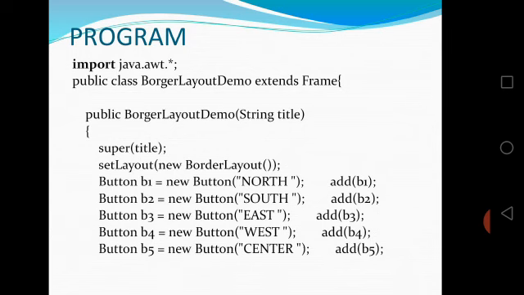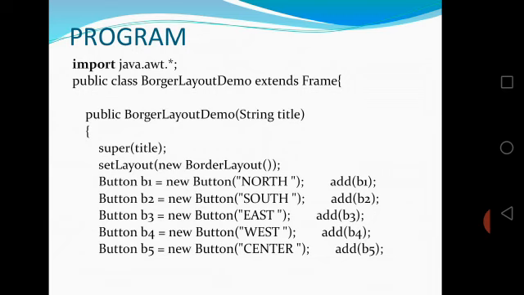So now we can see how the border layout is used. In this border layout we have to add buttons. We are adding 5 buttons: north, south, east, west, center. The button names are B1, B2, B3, B4, B5, and we are setting the layout using the setLayout method: setLayout(new BorderLayout()).